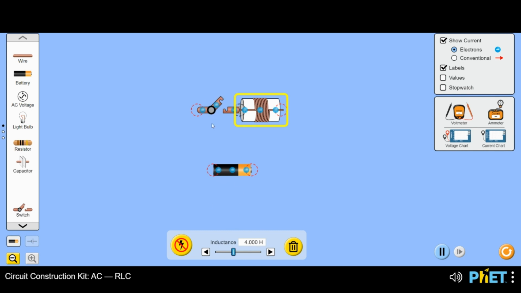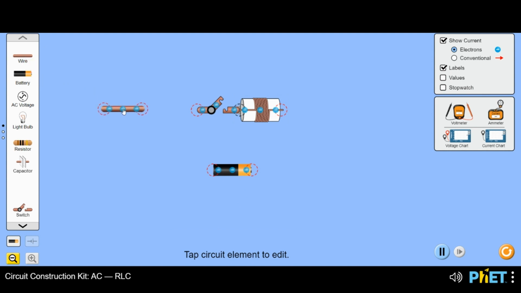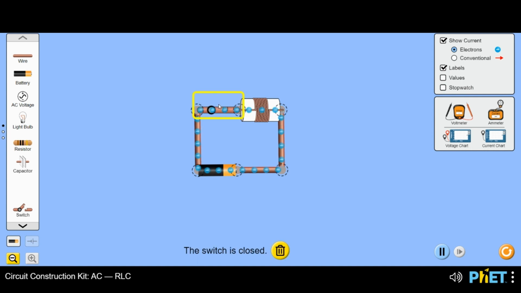Now this is a switch. I'm going to make a connection here between the switch and the battery and see how the current flows. So this is the first wire. This is the second wire which I'm going to connect. And this is the next one. Now, when I close the switch, let's see what happens. So there is a flow of current.